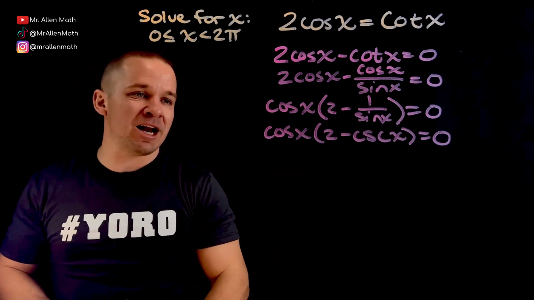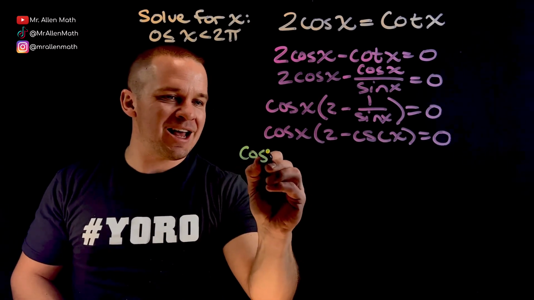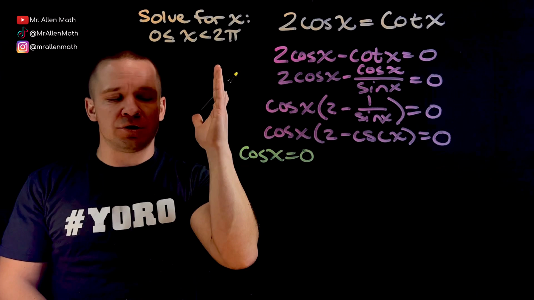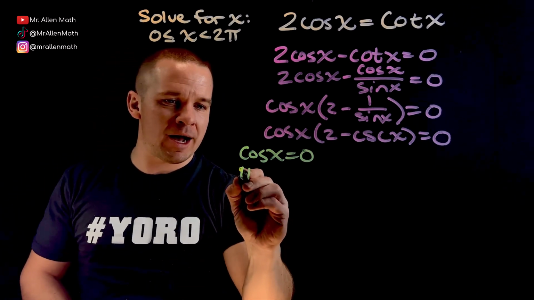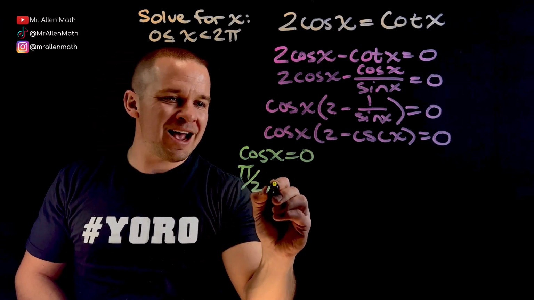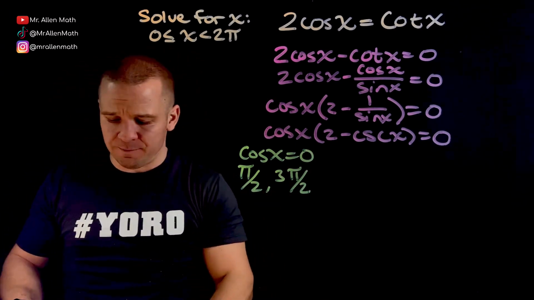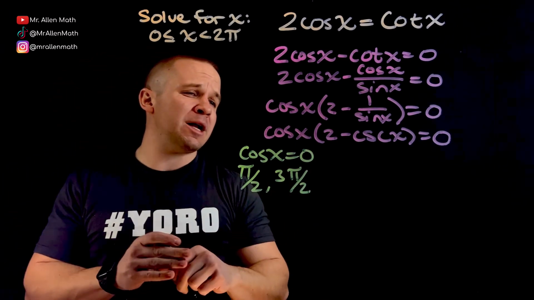So we're going to have cosine of x is equal to 0. When's that going to occur? That's up at 90 or pi over 2 and down at 3 pi over 2. So pi over 2 and 3 pi over 2. Next one. We've got ourselves 2 minus cosecant.